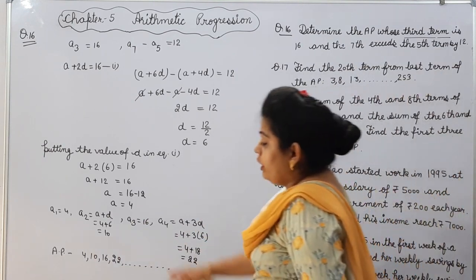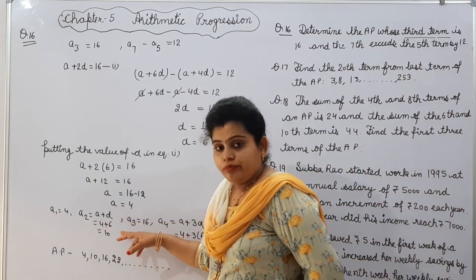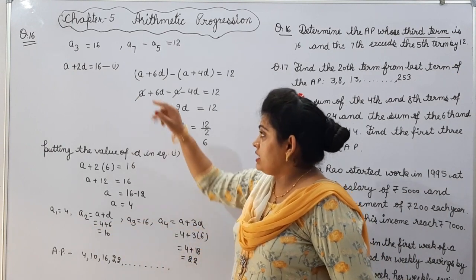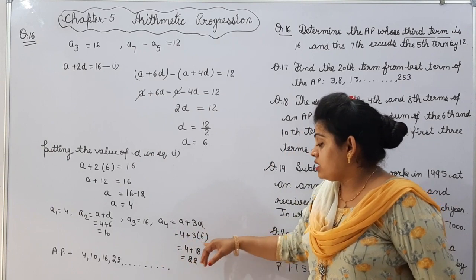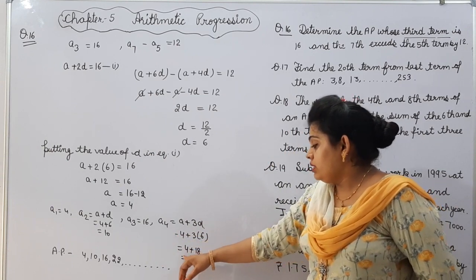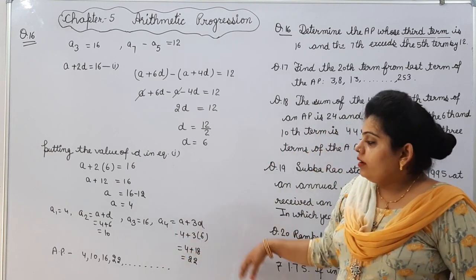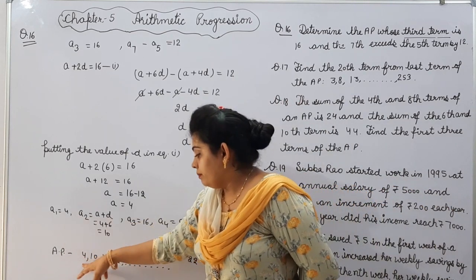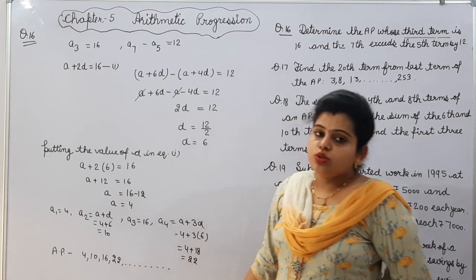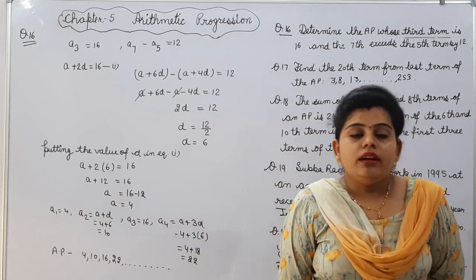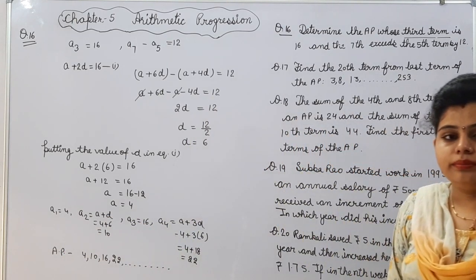A2 will equal A plus D, which means 4 plus 6, 10. A3 is equal to 16, it is given. A4 is A plus 3D, which means 4 plus 3 into 6, 4 plus 18, which means 22. So our AP will be A1 means 4, A2 10, A3 16, A4 22, and so on. This is our AP and our question number 16.